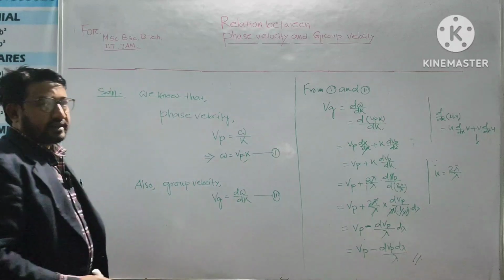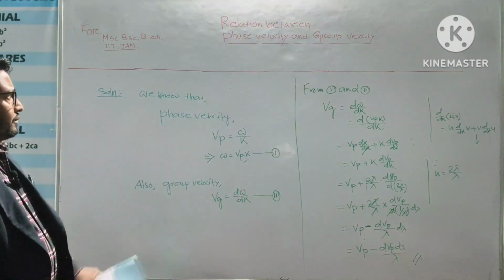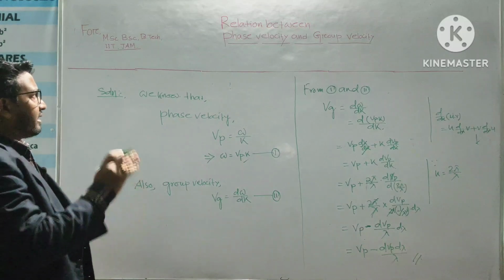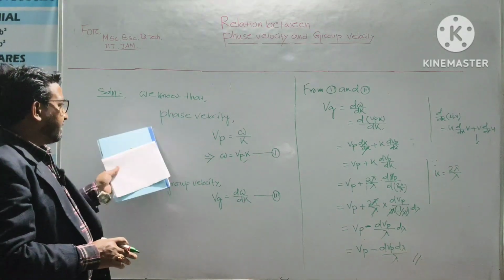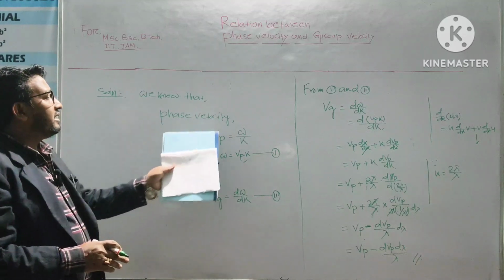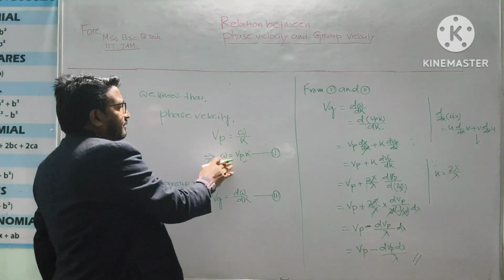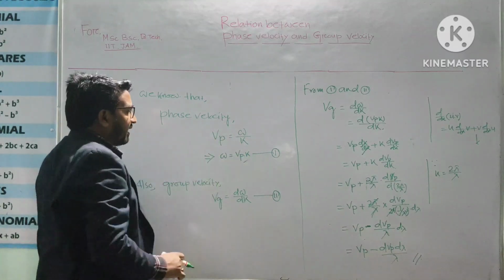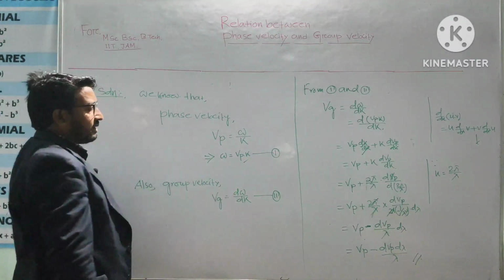For your better understanding, I am going to repeat it once again. We are going to establish the relation between phase velocity and group velocity. We know that by definition, phase velocity is Vp equals omega by k. Okay. And after cross multiplication, we can write omega equals Vp into k. This is our equation number 1. And also group velocity Vg equals d omega by dk.